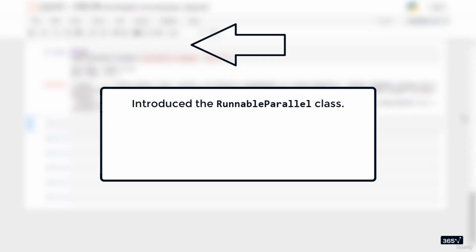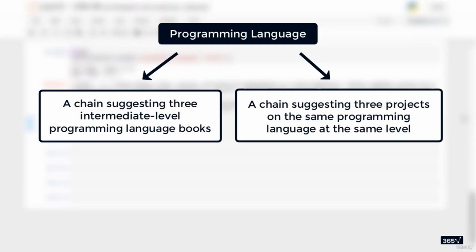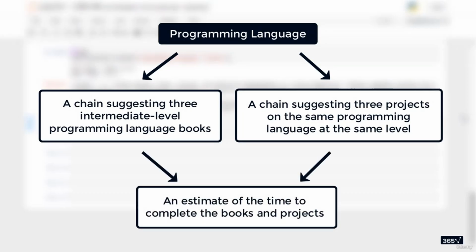Welcome back, everyone! Last time, we introduced the runnable parallel class, which allows us to invoke more than one runnable at a time with the same input. We visualized the process with an ASCII graph and compared the execution times of invoking runnables in parallel and sequence, which favored the former. We'll now extend this vital discussion on runnable parallel objects by passing the books and projects from the last lesson into a new prompt template, asking for an estimate of the time it would take to complete them. So, without further ado, let's jump right in.